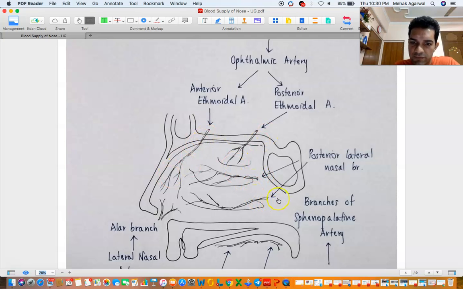Then again, you have your sphenopalatine artery system, and it gives off two branches, like the posterior lateral nasal branches. Then you have something that comes near the vestibule, that is the alar branch of the lateral nasal artery, and also some branches from the greater palatine artery.